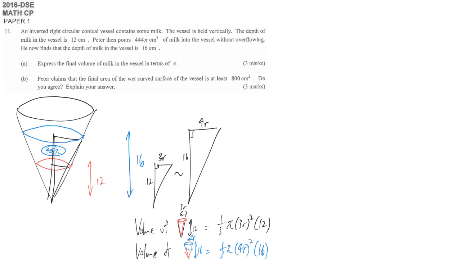And then again, we know that the blue part, that means the difference, is 444 pi. We just use this item minus this, which gives us 444 pi. So we can write down 1 over 3 pi times (4r) squared times 16, and then minus the smaller one times 12, is equal to 444 pi. By solving this, you get r, then you know the exact value of the total milk radius, and then you can still get the same answer.